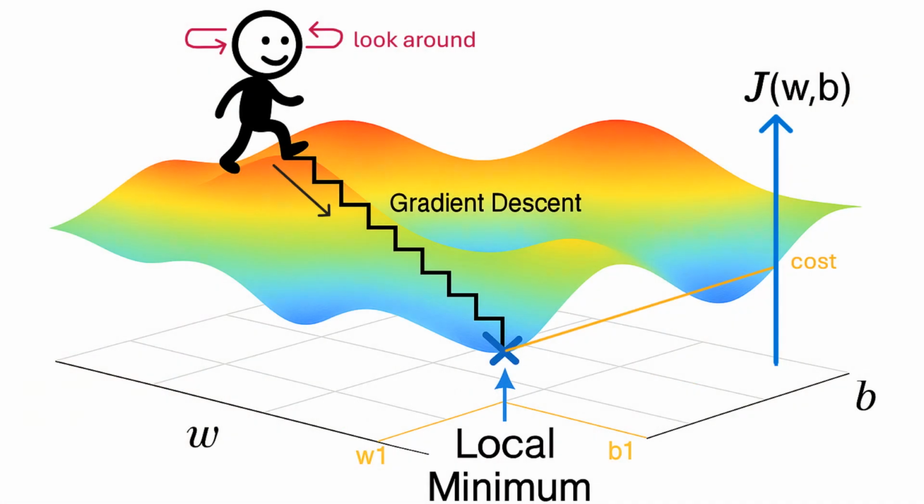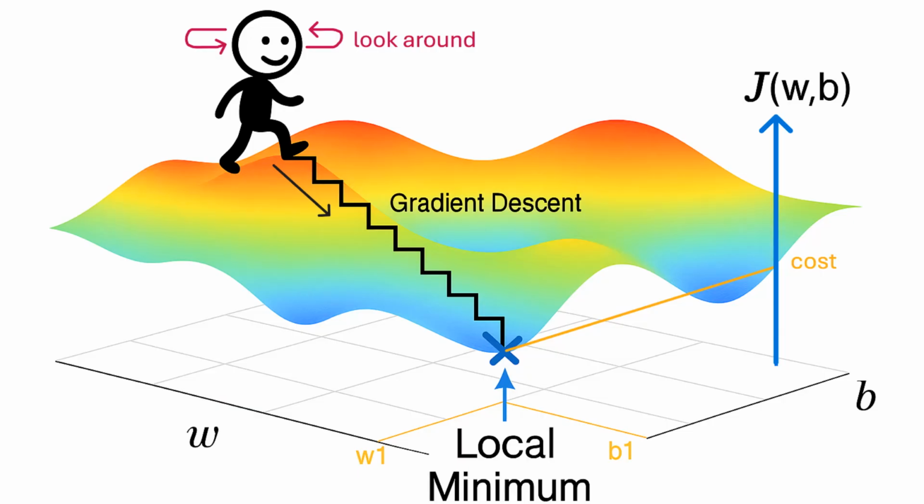Now let's see how the algorithm moves. Here is what happens during every update. First, looking around. The algorithm checks how the cost changes if you nudge the parameters in different directions. Second, it finds the steepest downhill direction. This direction guarantees the quickest drop in cost.